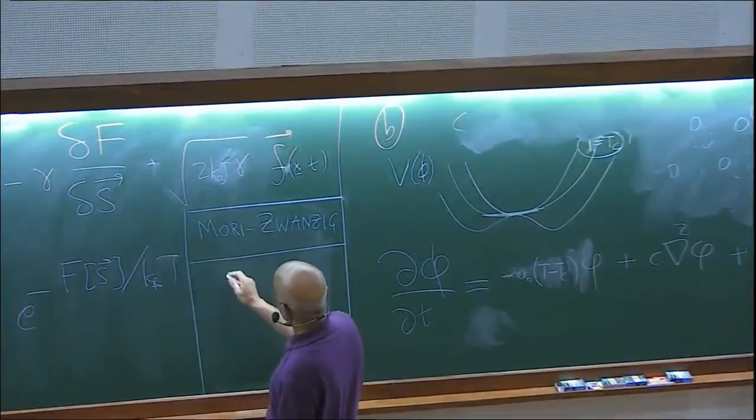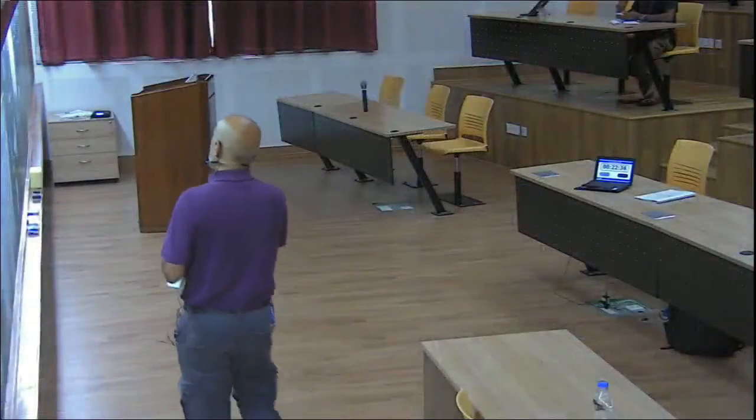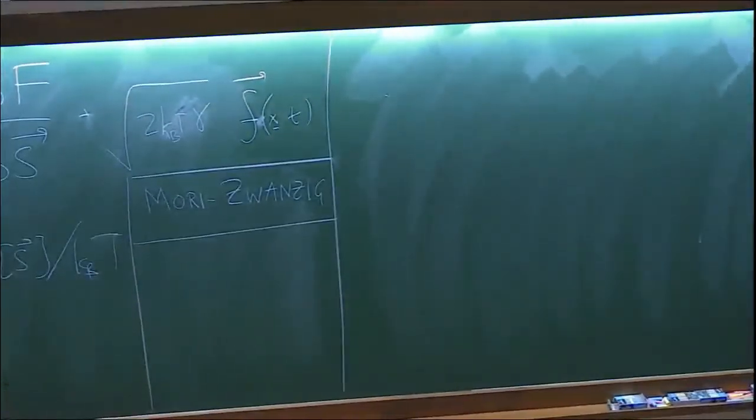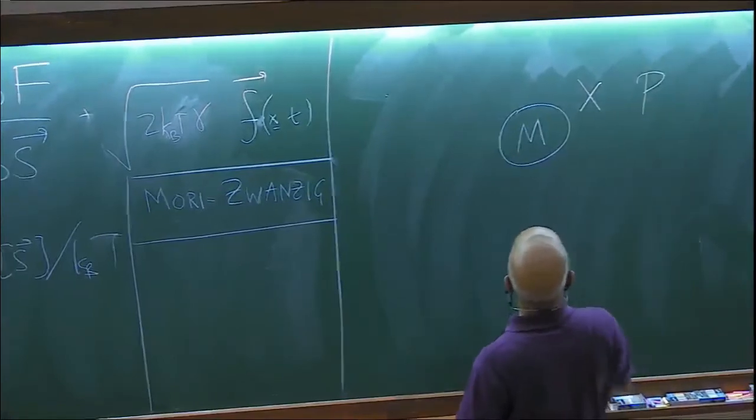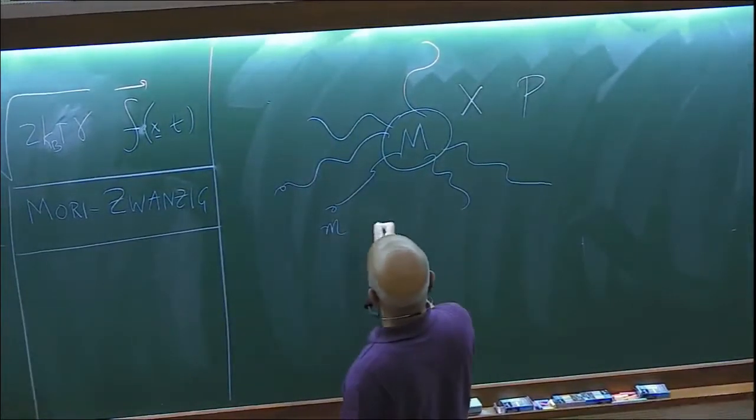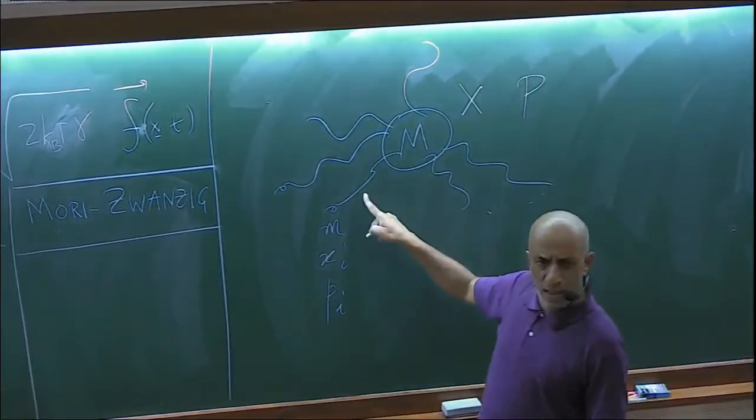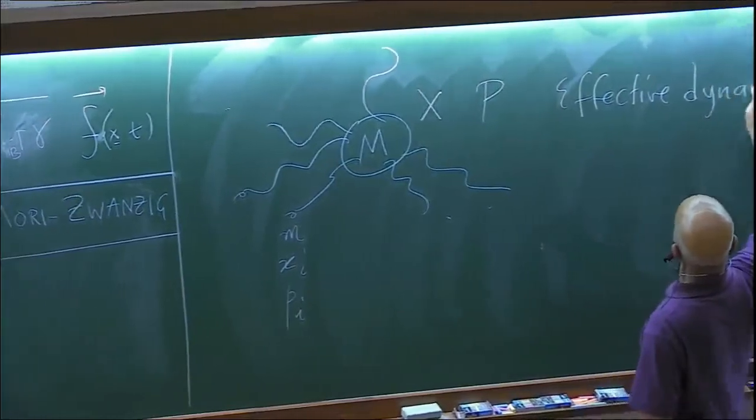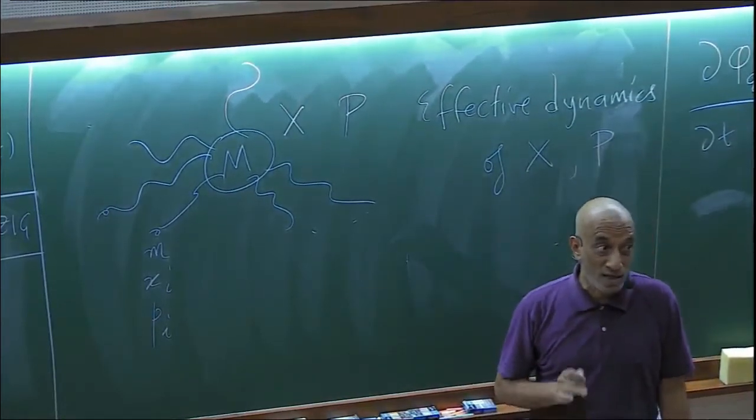But a very nice way of doing it is, I will not have time, maybe I'll do this in a tutorial, even though it doesn't belong in this course. A very nice way of doing it is to take one particle with mass m, position x, and momentum p, coupled to a bunch of other particles with masses little m, positions xi and momenta pi, all these guys. And let's say these springs are linear springs, okay? You can calculate the effective dynamics of x and p with nothing more than the physics you learned probably in your first year as an undergraduate.